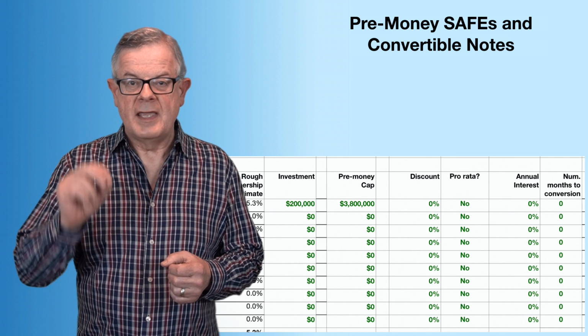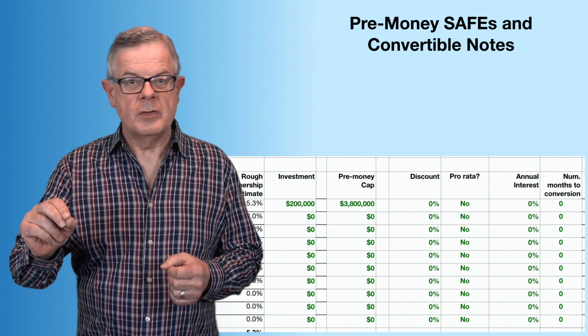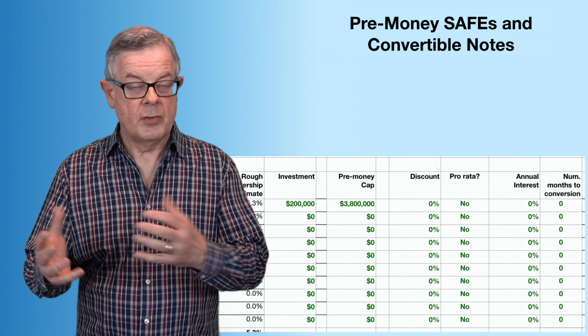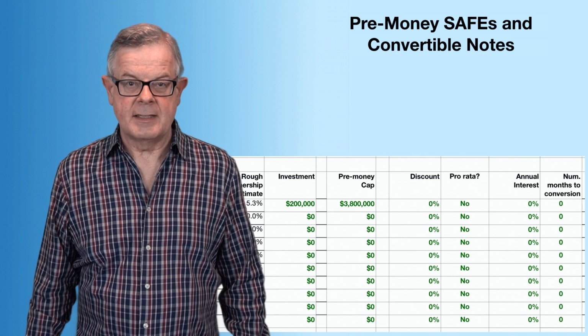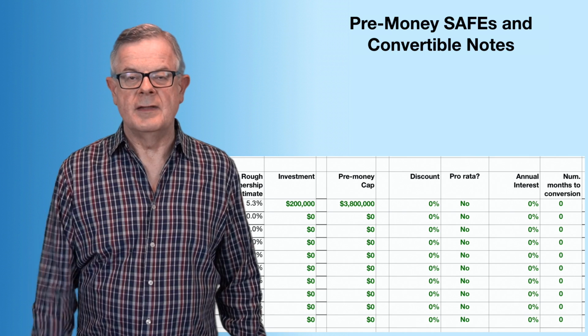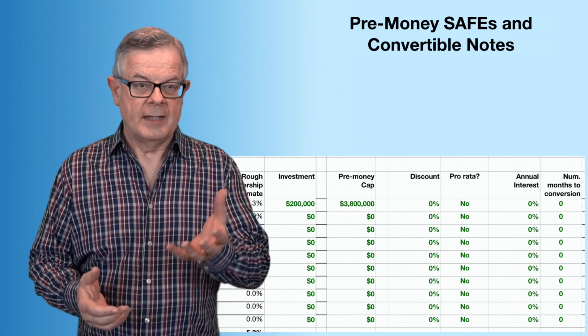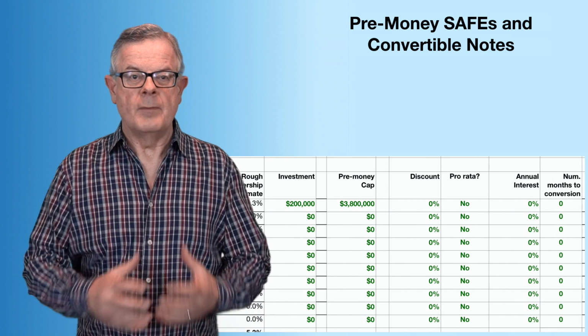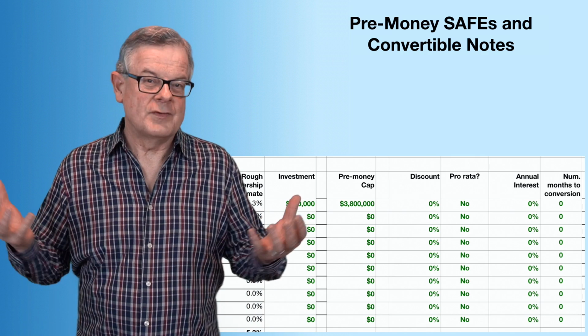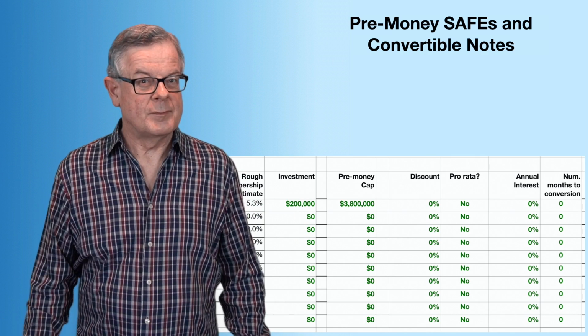So you're making an assumption about when in the future you're going to convert the securities because of a priced round, and you plug in the number of months in that column so that that can be applied to the interest rate and added to that, in this case, $200,000 amount. Now, in this case, it's a pre-money safe, so the interest is zero and life is simple.